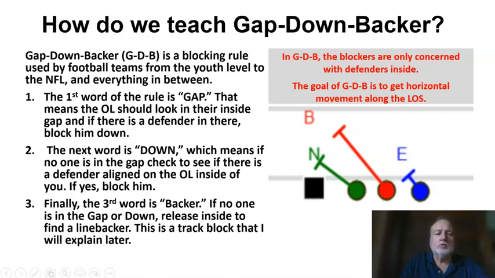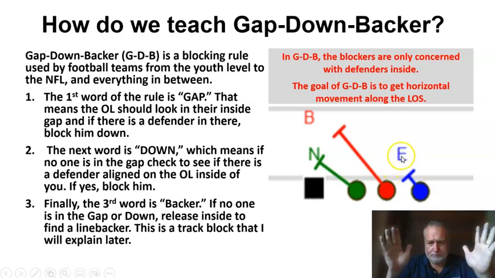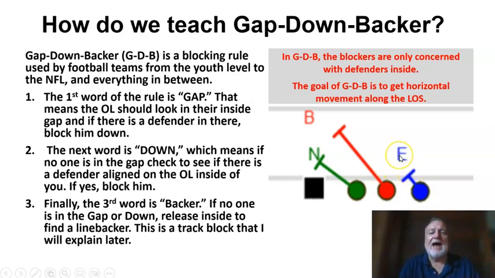The first word of the rule is gap. That means the offensive lineman should look in their inside gap, and if there's a defender in there, that's who they block. Rule's over. Boom. Your rule is gap, because there's somebody in your gap. You don't go on to the down. You don't worry about if there's a guy on the other side of the gap defender, you're not worried about him. Because it's a progression, you block the first thing.